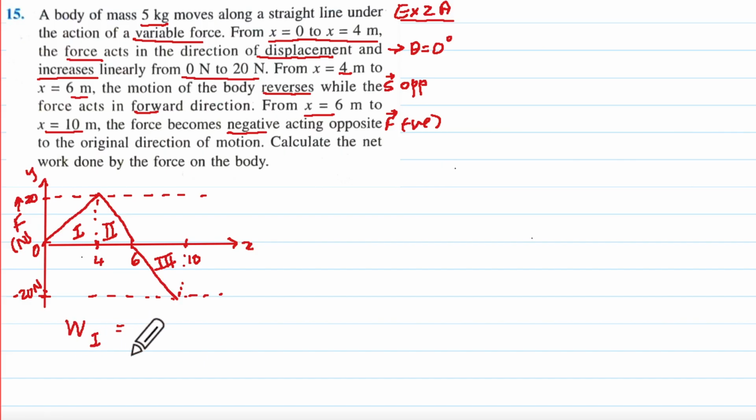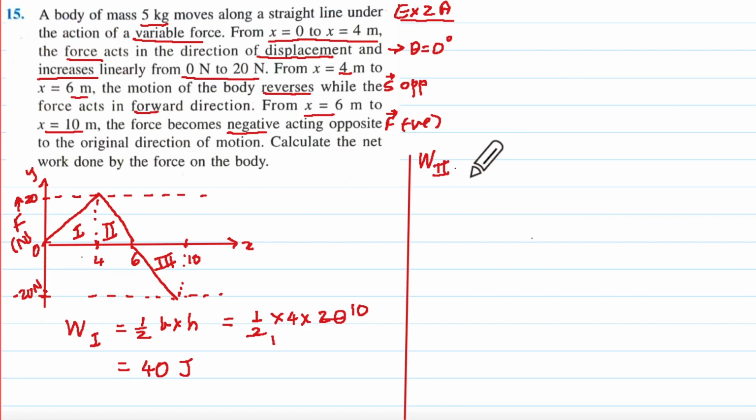done in case 1, because it is force against displacement, you will have the area of the first triangle, which will be half base into height. That is going to give us half, base is 4 and the height is 20 Newton, and that is going to give us W1 as 40 joule. Let us come to W2.